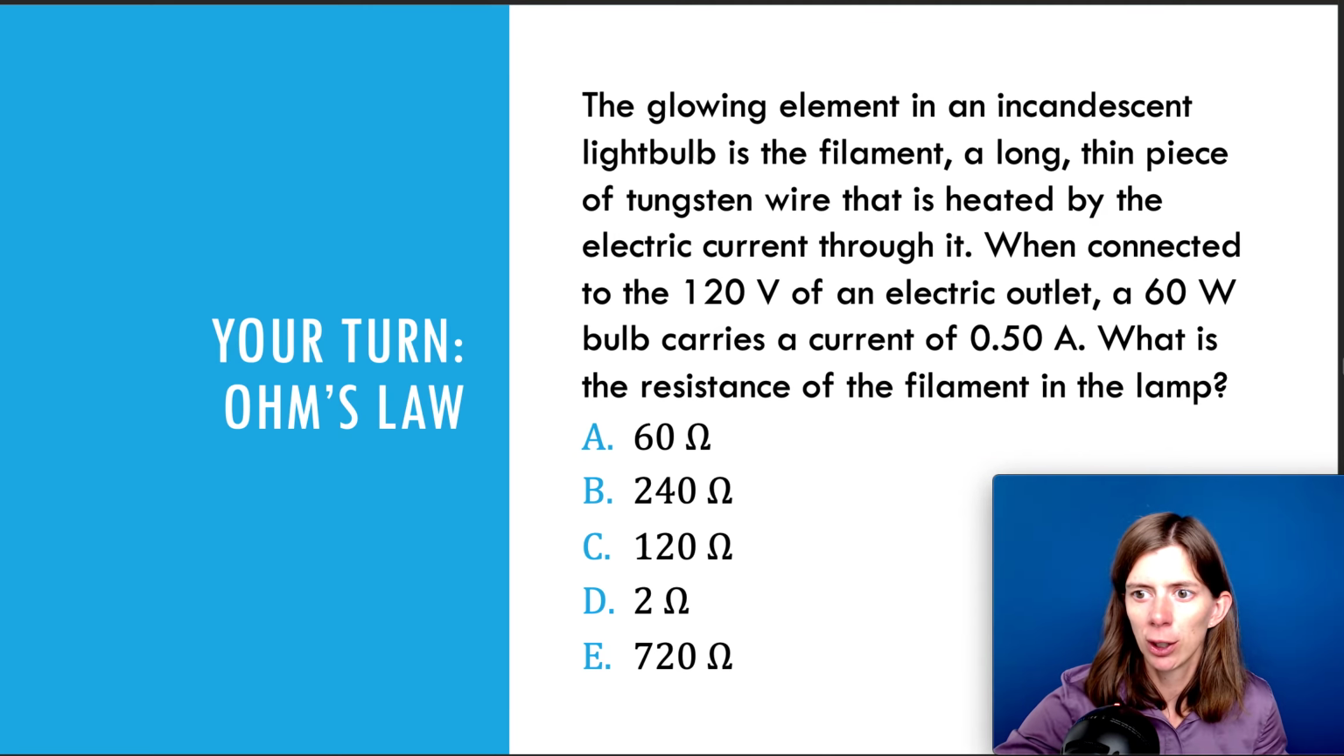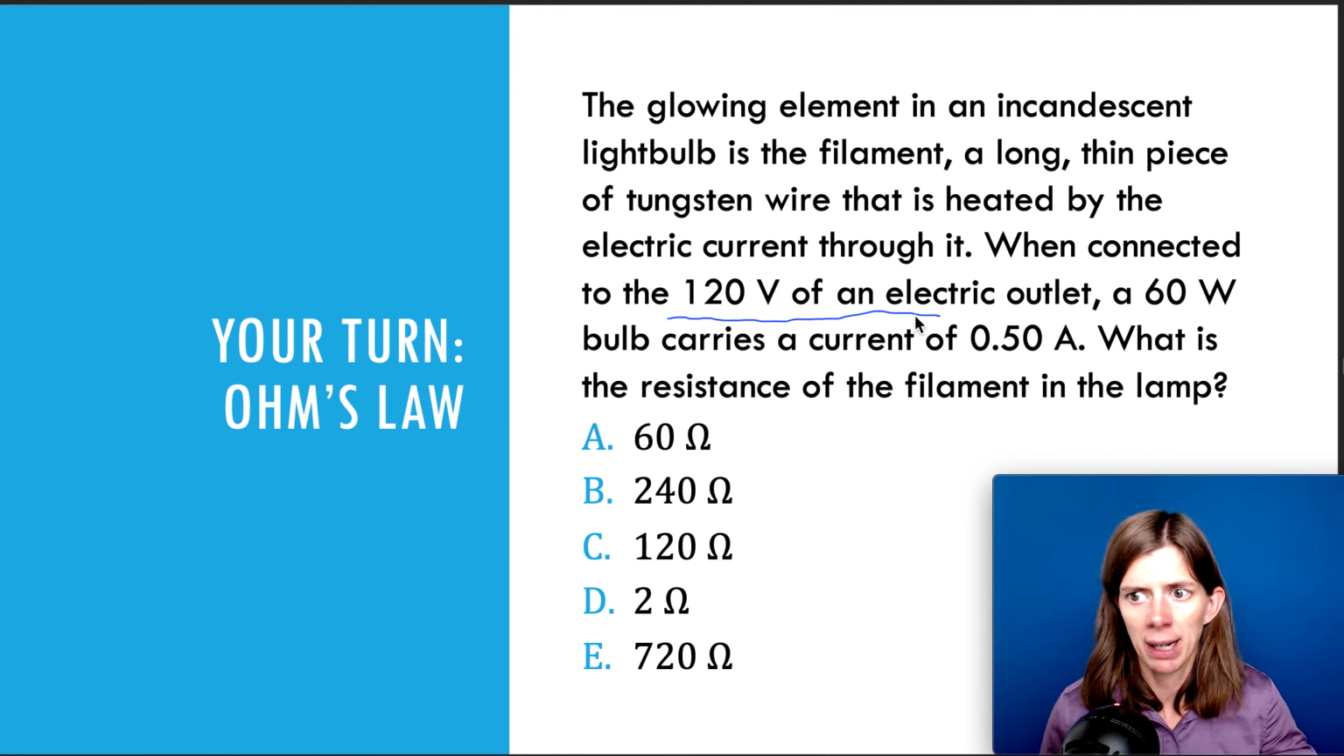So let's take a look at this one question. This is, again, more of an example, but since it was a quick plug and chug, I just decided to make it into a your turn. It says the glowing element in an incandescent light bulb is a filament, a long thin piece of tungsten wire that is heated by the electric current through it. When connected to 120 volts of an electric outlet, a 60-watt bulb carries a current of 0.5 amps. What's the resistance of the filament in the lamp?